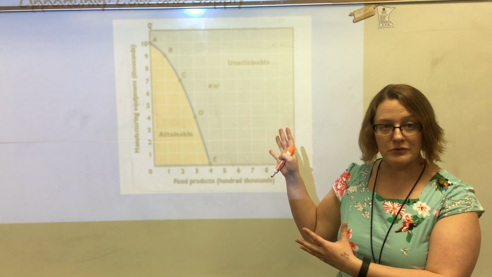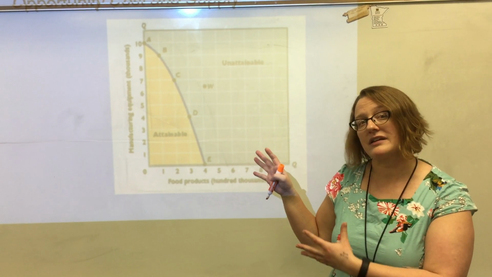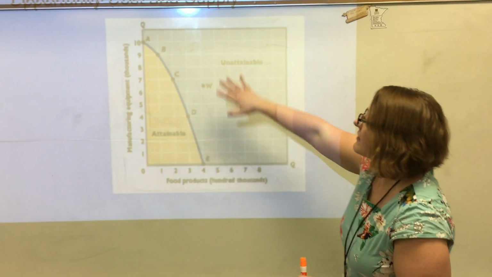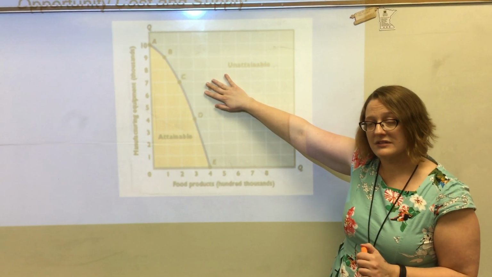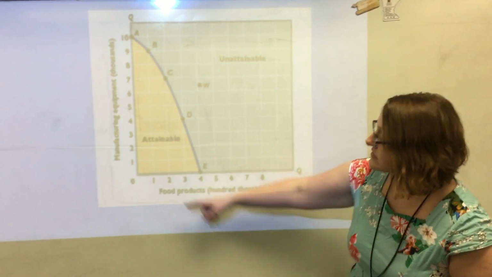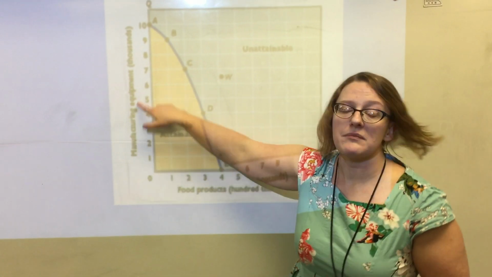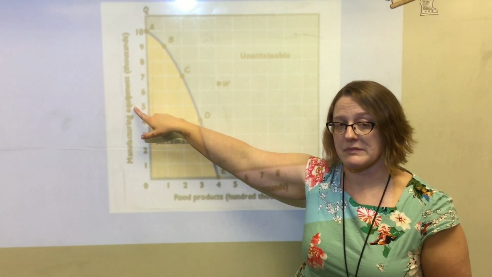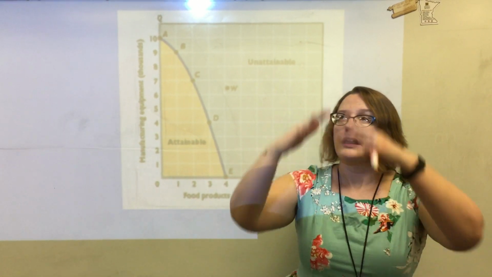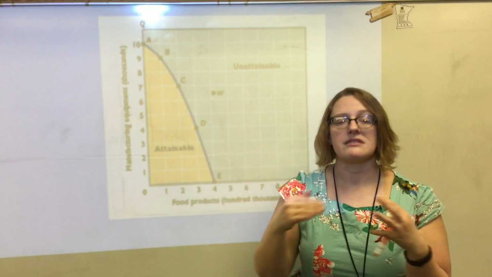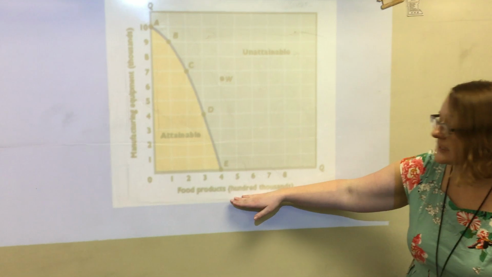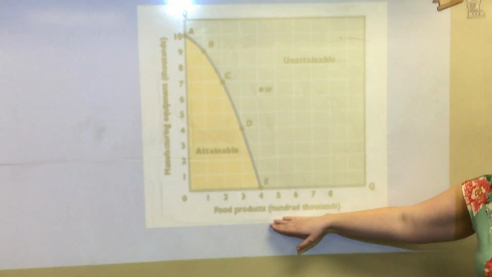I'm going to go through PPC again because I felt like a lot of students were not getting it this morning. So here it goes. This is the production possibilities curve, and it's basically graphing opportunity cost. On this axis, remember I've got manufacturing equipment. That's going to be stuff like if I walk into a factory and I look at all these big machines, these are things that are helping me make other things. If I look down here, I've got food products.